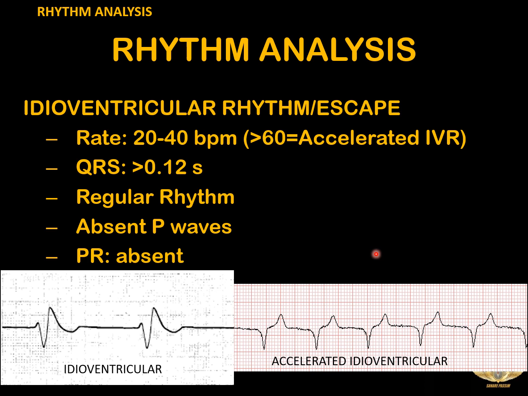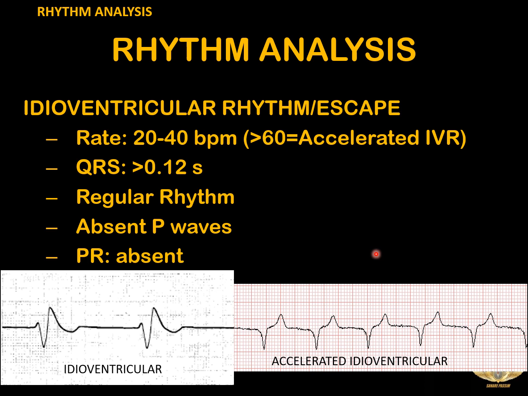Again, the hallmark of ventricular rhythms is wide QRS complex. Every QRS complex is going to be greater than 0.12 seconds. The rhythm should be regular. It may vary in speed, but typically it's going to stay regular. No P waves because this is a ventricular rhythm, and of course, no PR interval, rather.